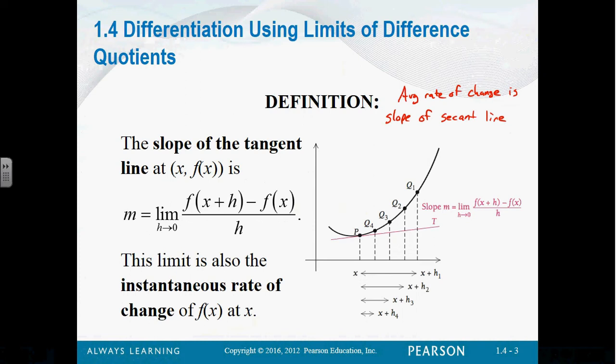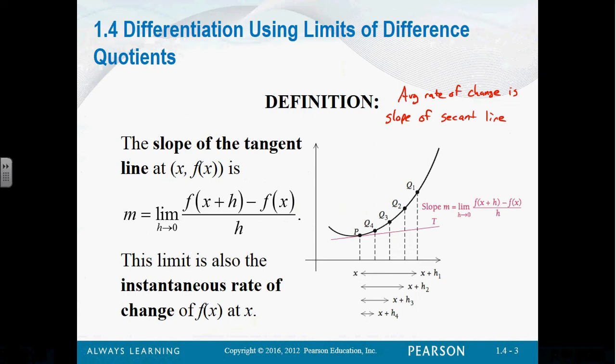We can find that by taking the limit as h approaches 0 of the difference quotient. Now, remember the difference quotient is just the slope of the secant line, right? But what happens as h gets smaller and smaller? x1 and x2 approach each other, right? If h is really small, then that area between them is getting smaller and smaller and smaller. So the limit as h approaches 0 just means that those points are getting closer and closer together. We no longer have a secant line. We're going to have a tangent line because those points are going to come together. Okay? So we call this the slope of the tangent line when we take the limit as h approaches 0.